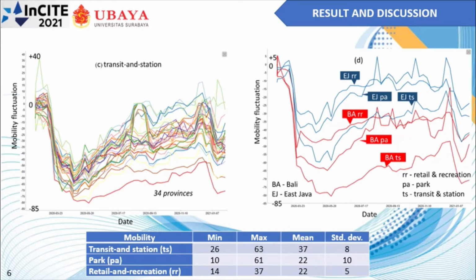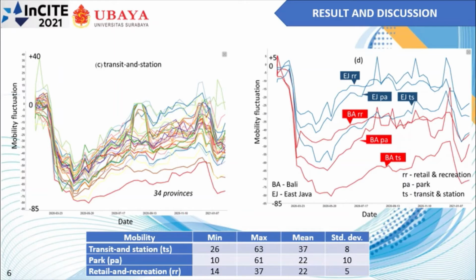Okay. In addition, a sample of 2 provinces, Bali and East Java, is presented in the right figure. It is apparent that transit and station was showing the biggest mobility change. We can see TS, transit and station, followed by park and retail and recreation. Bali experienced a higher mobility decrease than East Java, and it is realistic as Bali is a major tourist destination.